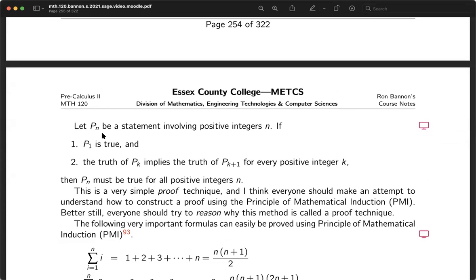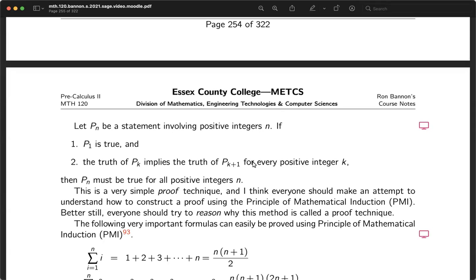But anyway, it says let P(n) be a statement. This is going to be a statement involving positive integers n. What does that mean? Like 1, 2, 3, 4, 5, and so forth. Then they go on to say P(1) is true, and if you can show that P(1) is true and you can show the proof of the general statement, P(k) will eventually follow to P(k+1) for every positive integer k.